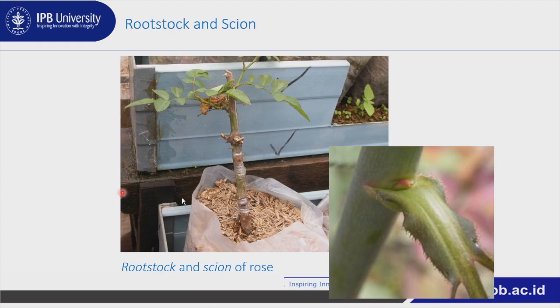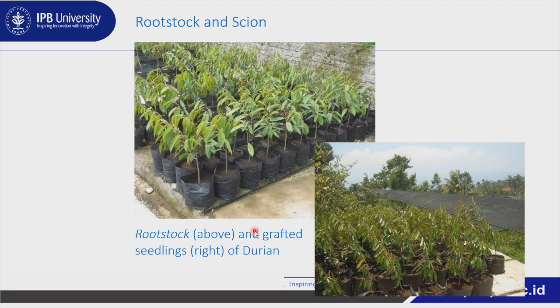So this is just an example. I think you are already familiar with the rootstock and scion because you did it in the practicum as well. And this is an example. You need to prepare the rootstock, yeah, and after that you graft it with the durian and you get the plant.